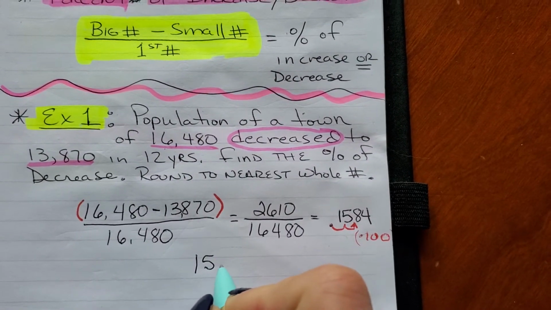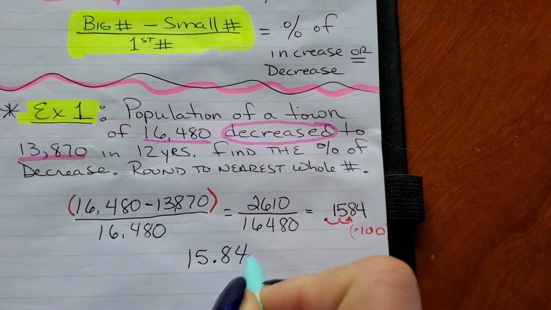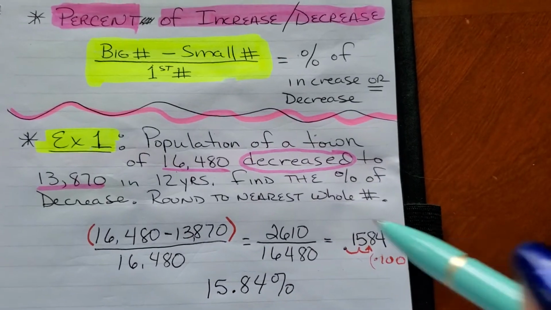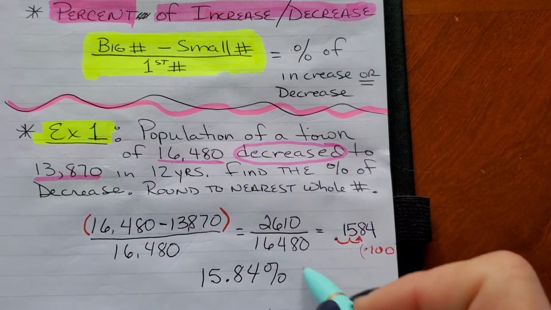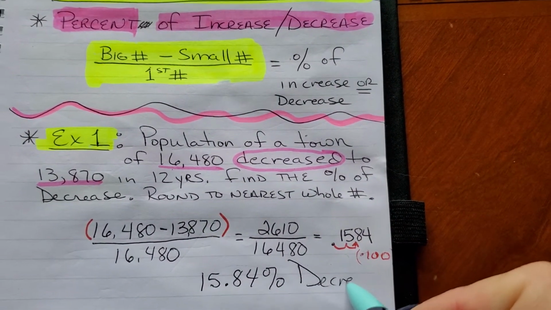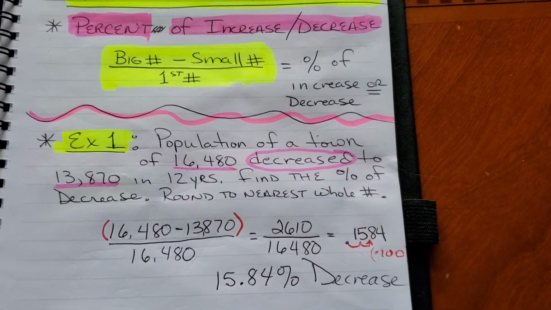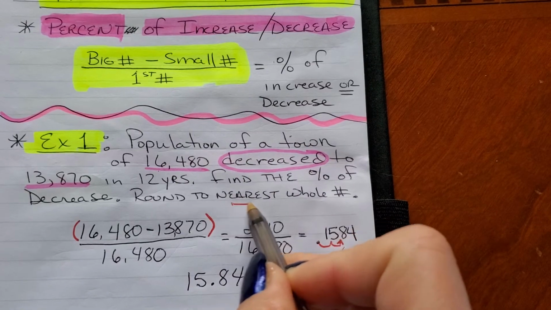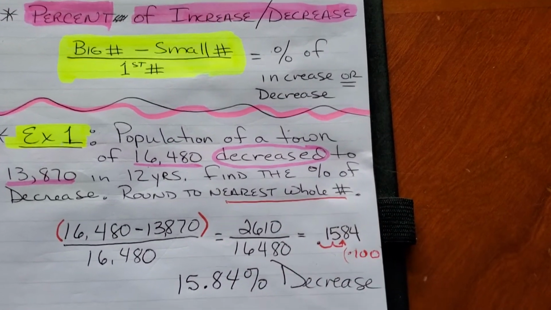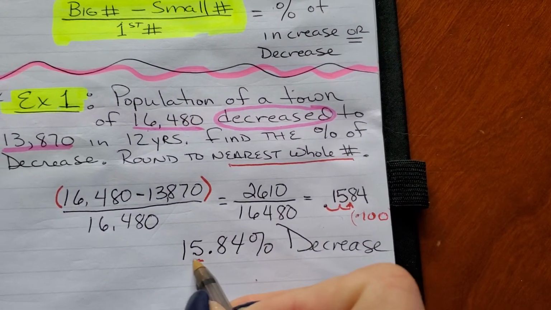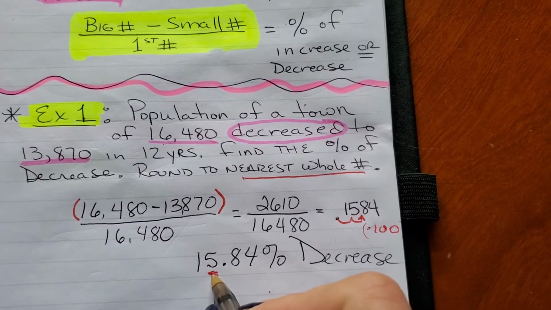So this would then be 15.84%, and we know that that was a decrease because they told us it was a decrease, but is this your final answer? No, because where did they tell us to round? To the nearest whole number. Which one is the nearest whole number? The 5.